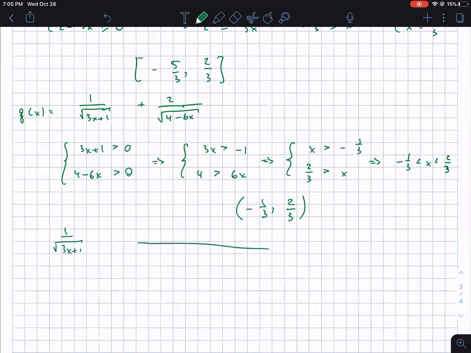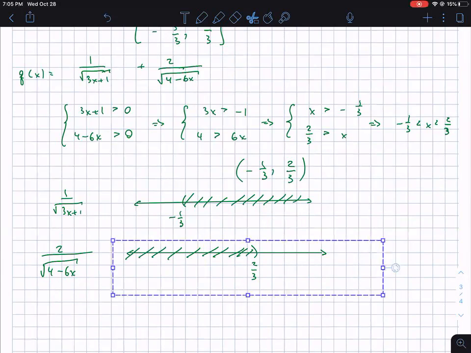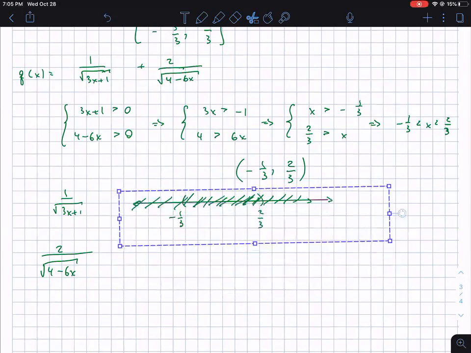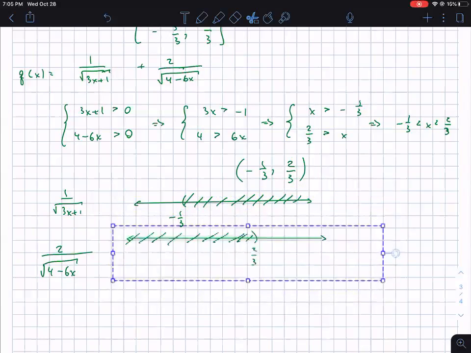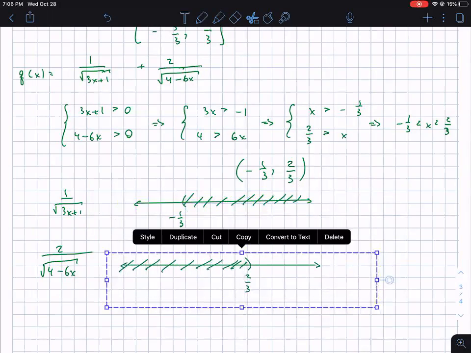And you can say, all right, so if I look at what x could be, x has to be at least minus 1/3 for this to be true. For the second one, 2 over square root of 4 minus 6x, x has to be at most 2/3. Because if x is bigger than 2/3, we're going to have a negative denominator. Now what you do is you take these and you combine them together. And whatever their new overlap is, when you combine them like this, you get the interval from -1/3 to 2/3. That makes sense?